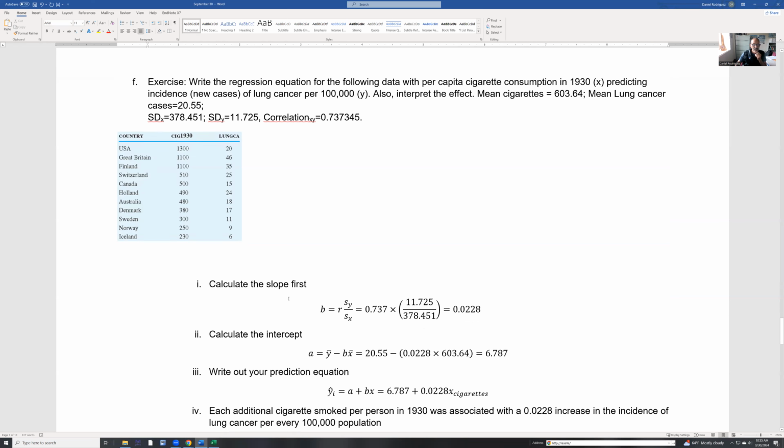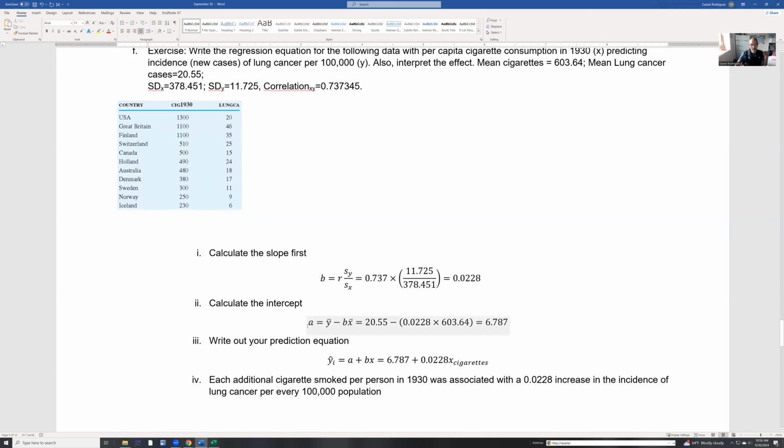So we can do that. Calculate the slope first. We do b equals r times the standard deviation of y divided by the standard deviation of x. The r was 0.737. The standard deviation of y was 11.725, those are cases per 100,000 people. And then the standard deviation for cigarettes consumed, and I get 0.0228. That's my slope.